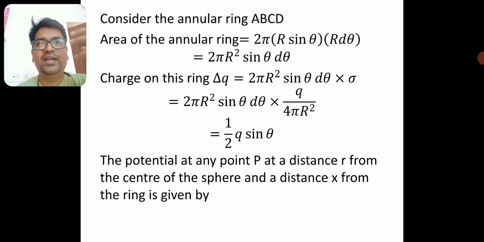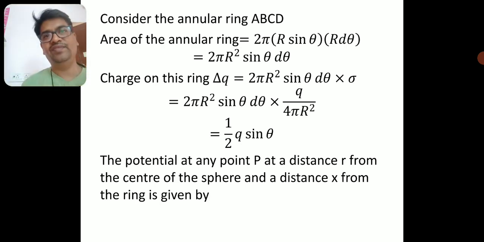What could be the area of the annular ring? A ring has a circumference, it is hollow inside. It has only circumference, and the circumference is 2 pi r. We know the formula. It also has some thickness. If you want to go for an area, you should take this thickness into consideration. So the thickness of the annular ring multiplied by the circumference will give us the area of the annular ring.